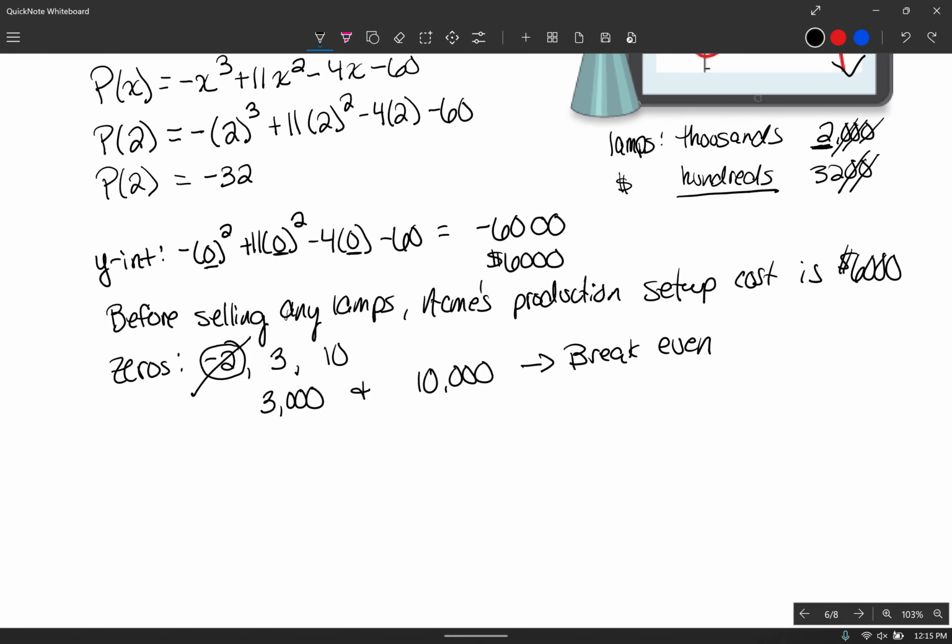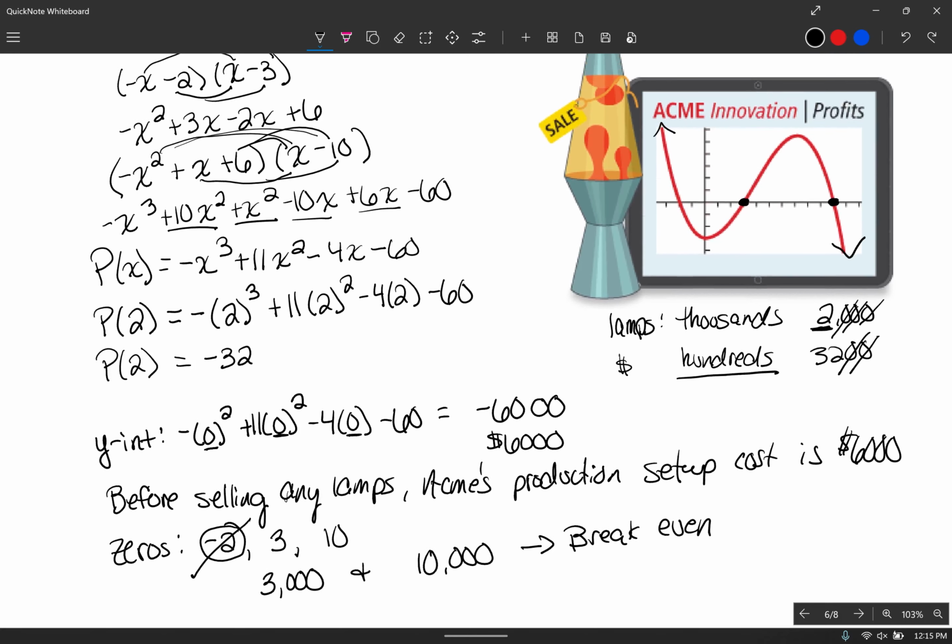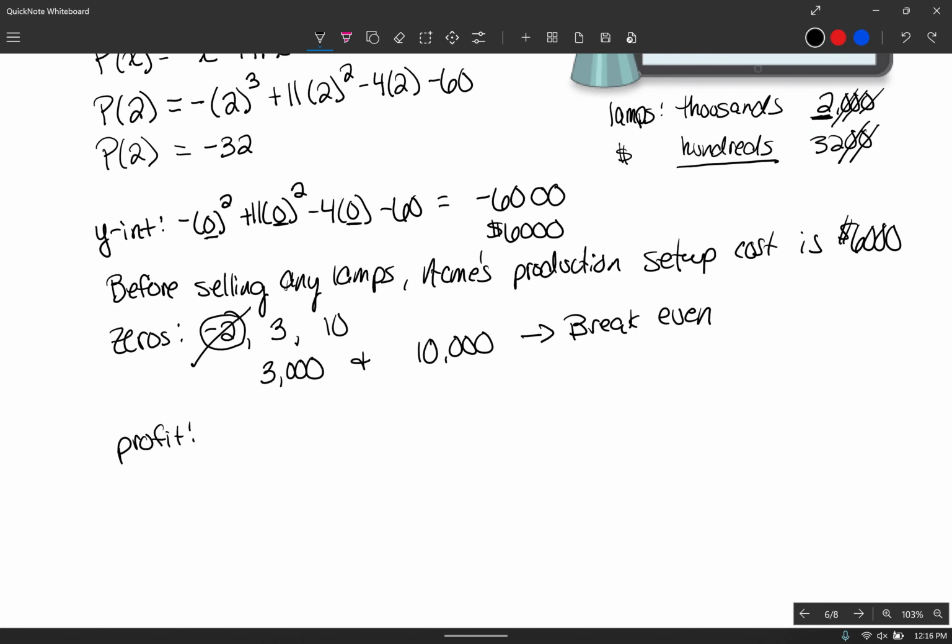Okay? And then let's talk about where we would profit. Well, the profit is the y value. So if you look up here, any y value that's positive is where I'm making a profit. Now, this section of my graph doesn't really matter because I can't sell a negative number of lamps, and that would be anything past 0. This is where my y values are positive, where they are above. So between 3,000 and 10,000 lamps, I will make a profit.